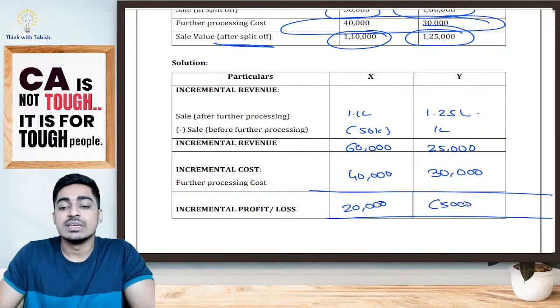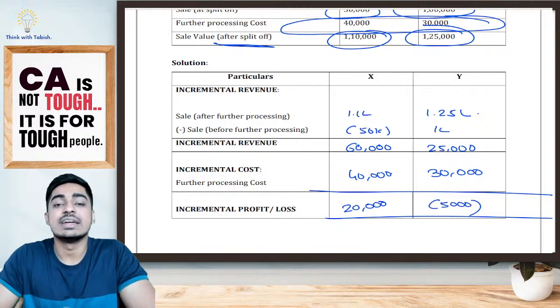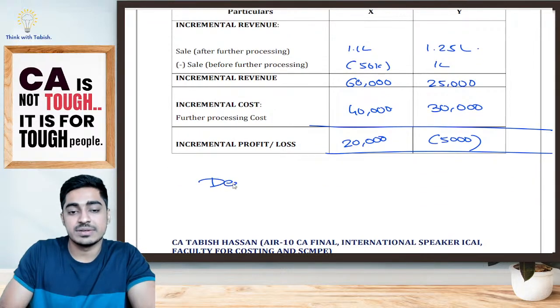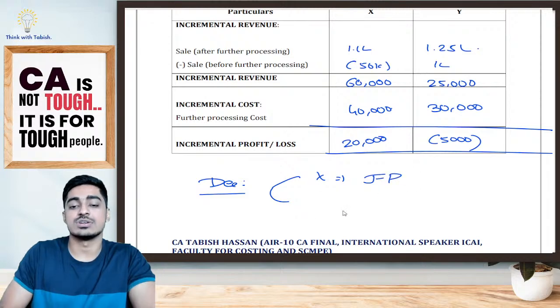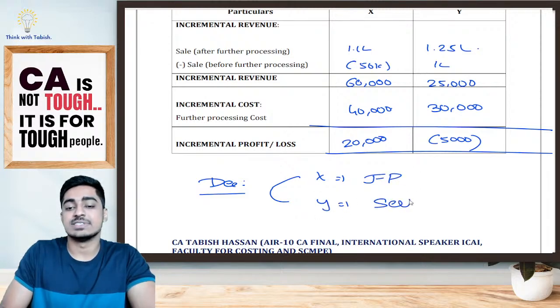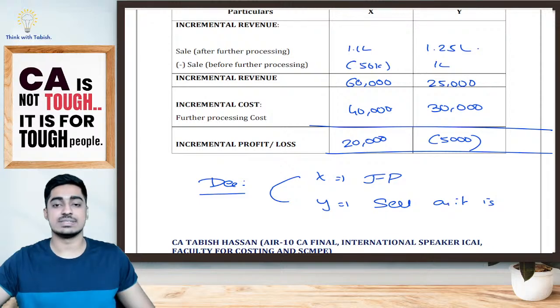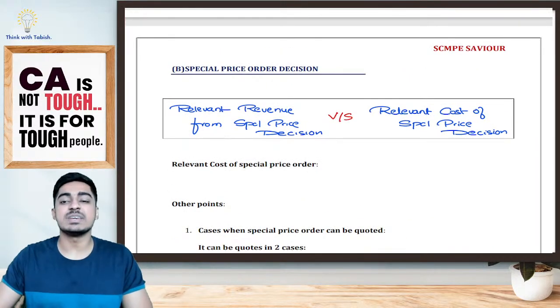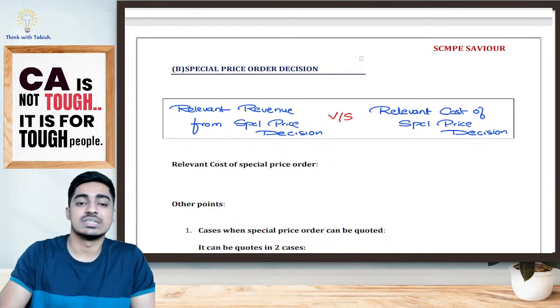But to get this extra revenue, the extra cost we should incur is 30,000. So the cost is more, so we'll say let us not proceed further. So what is the decision we are going to take? For X, we'll say let us further process the goods. For Y, we'll say we'll sell the goods as it is. Is it clear, students? The next decision that we have is a special price order decision.